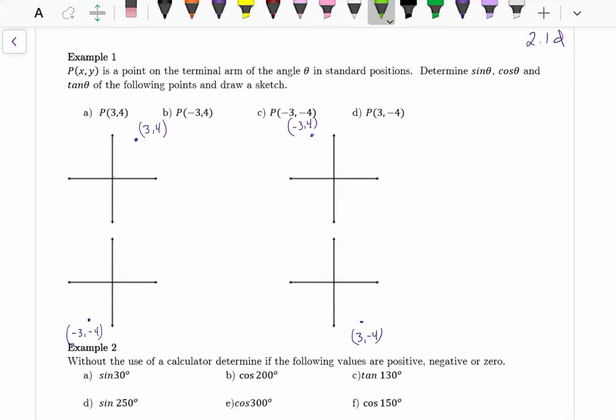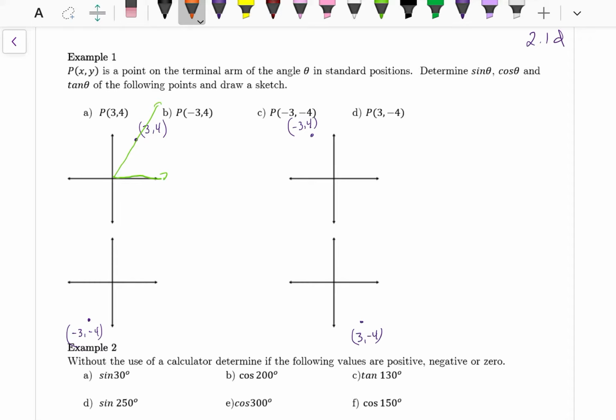So if I draw an angle in standard position here, that's what it says. I'm drawing an angle in standard position, and on my terminal arm, we go through (3, 4). So we go through (3, 4), and really, what am I going to do? I'm going to determine sine, cosine, and tangent of the following points. I'm going to sketch them.